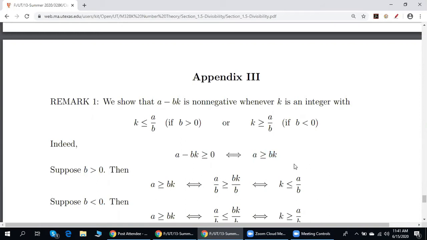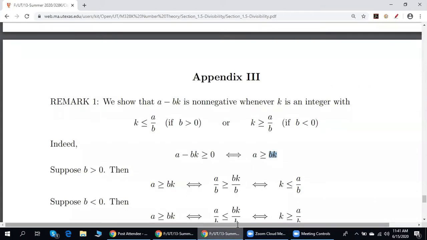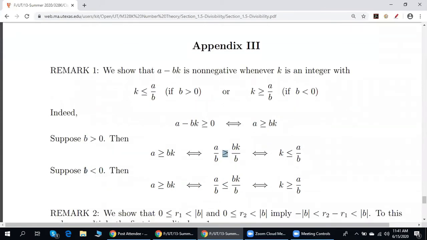Now, let us divide both sides here by B. We can always do it, because, let me remind you, B is a non-zero number. But now be careful. When we divide both sides by B, if B is greater than 0, we do not change the sign. However, if B is lesser than 0, when we divide both sides by B, we switch the sign.